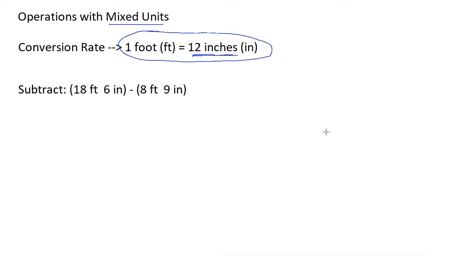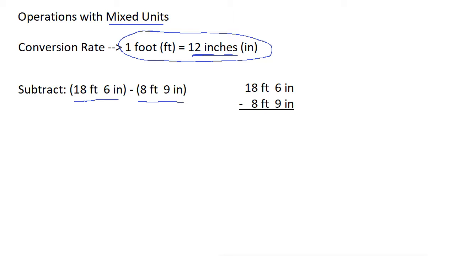Okay, so we're going to stick with this conversion rate of feet and inches. 1 foot is 12 inches. And then our subtraction problem here, we're going to take a measurement of 18 feet and 6 inches, and we're going to subtract a measurement of 8 feet 9 inches. And again, I like to set this up vertically.